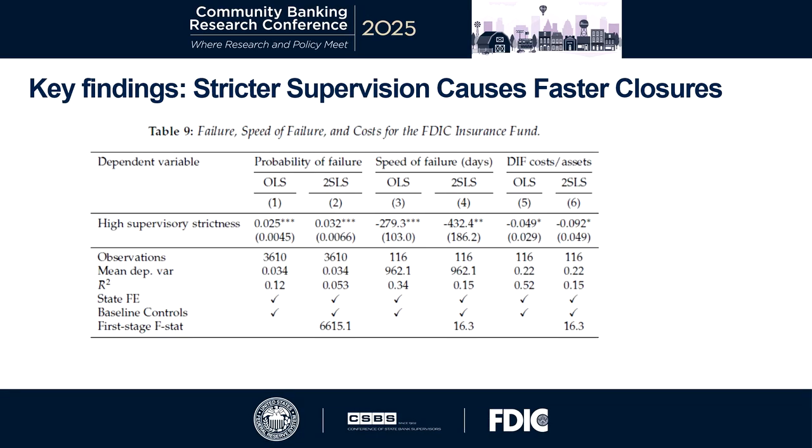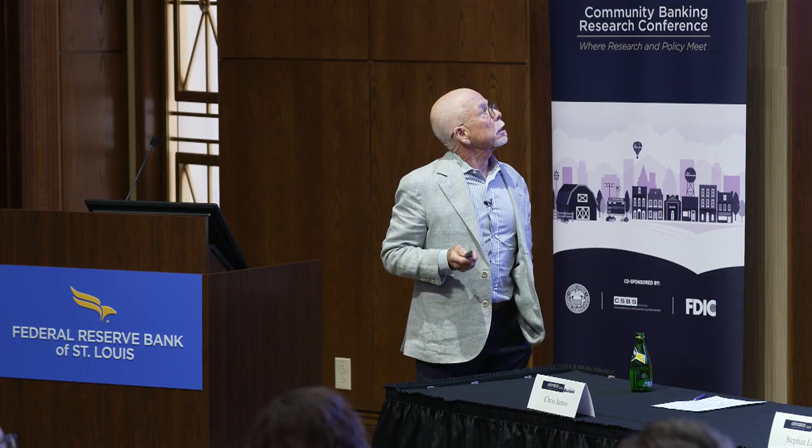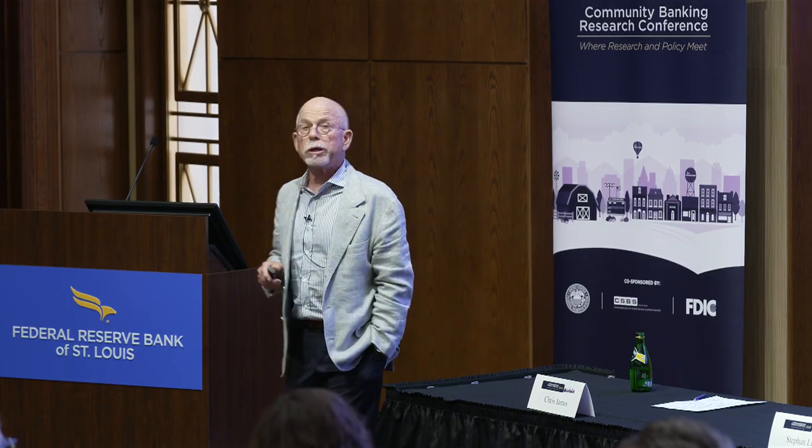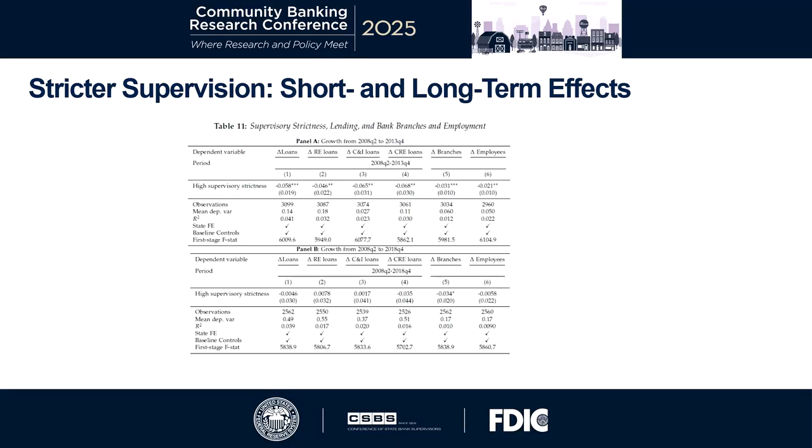This is his table about the impact on bank failures, which is, I think, not terribly surprising: stricter supervision leads to more timely closure of banks, lower costs of the deposit insurance fund, and a higher probability of failure. What I think is really interesting about this paper is the table about what supervisory strictness implies, which is that in the local markets in which you have stricter supervision, you see slower loan growth, slower real estate growth, slower C&I loan growth, more rapid branch closures, and reduction in bank employment.